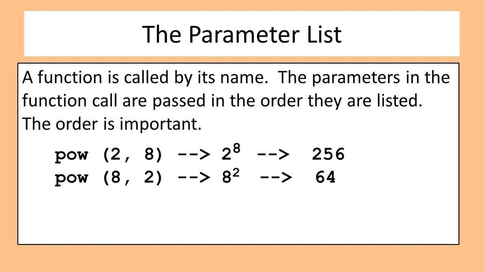A function is called by its name. The parameters in the function call are passed in the order they are listed. The order is important. There is a big difference in the result of pow(2, 8), which is 2 to the 8th power, which is 256, and 8 to the 2nd power, which is 64.